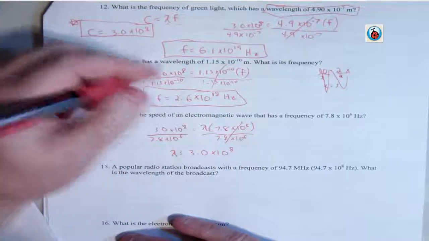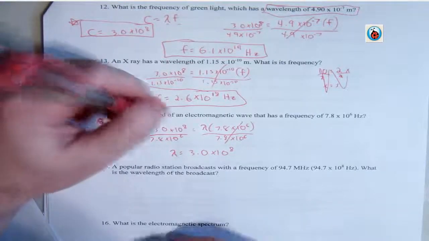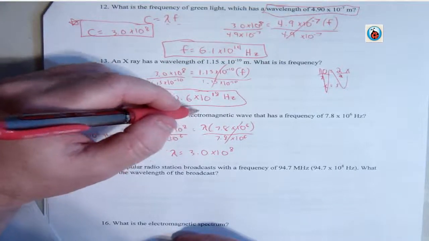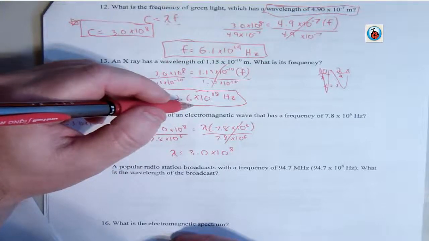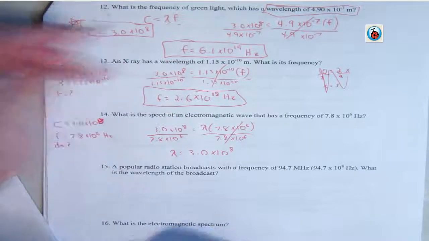Oh, my bad. I'm sorry. Did I do this wrong? I did it wrong. What is the speed of an electromagnetic wave that has a frequency of that? We didn't need to do all that. I did this completely wrong. Hopefully you caught that. That's good.